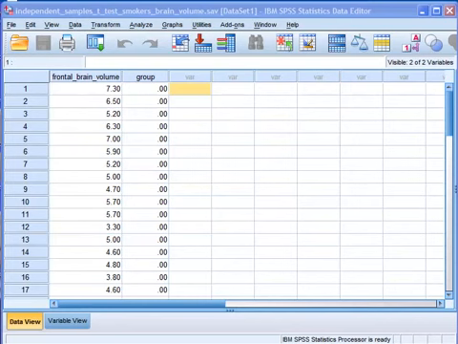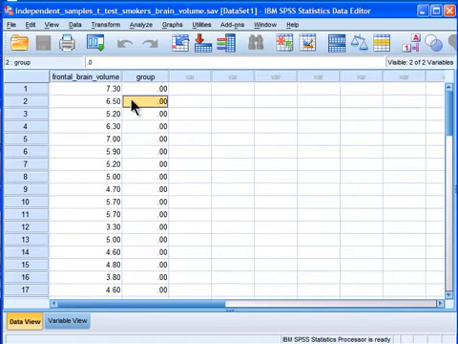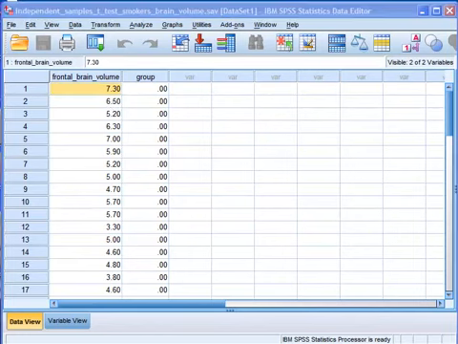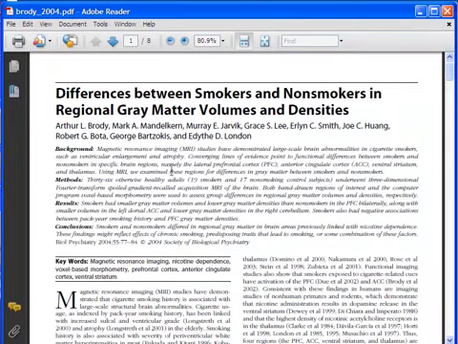In today's video, I'm going to be demonstrating how to perform an independent groups t-test, or a t-test for independent samples. And I've got data that are simulated from an actual study that was published in 2004 by Brody et al. What Brody et al. examined was brain sizes between smokers and non-smokers. And in particular, in this example, it's going to be based on the frontal lobe sizes of these participants in the study.